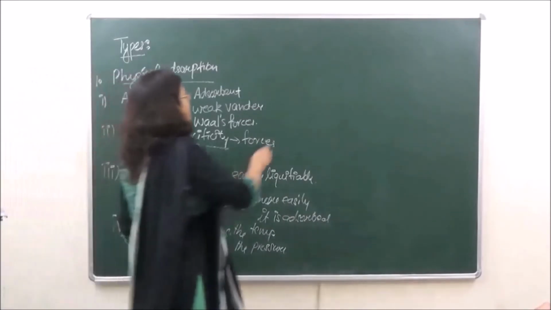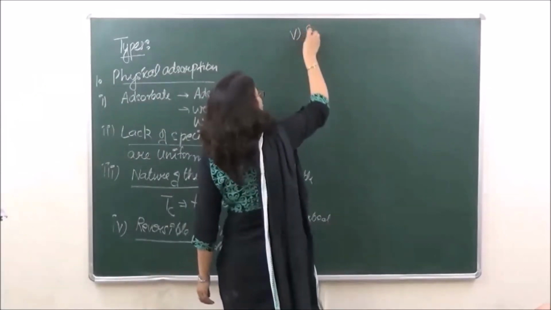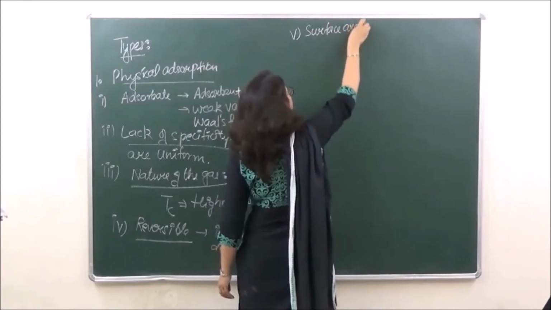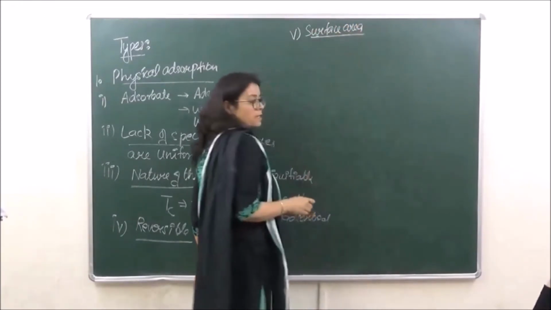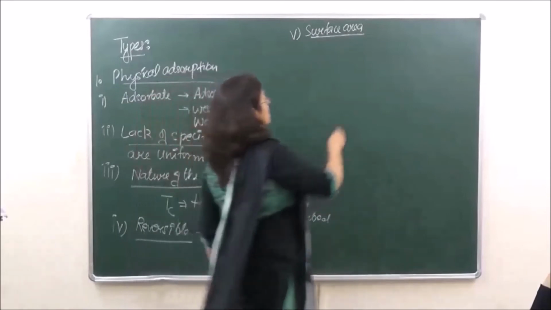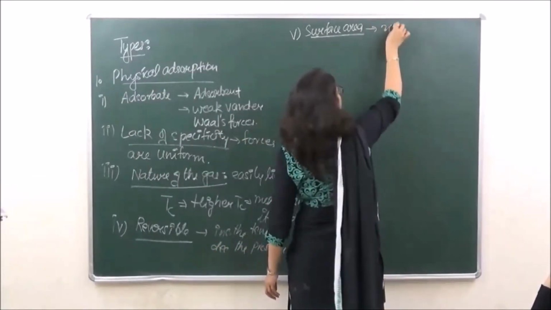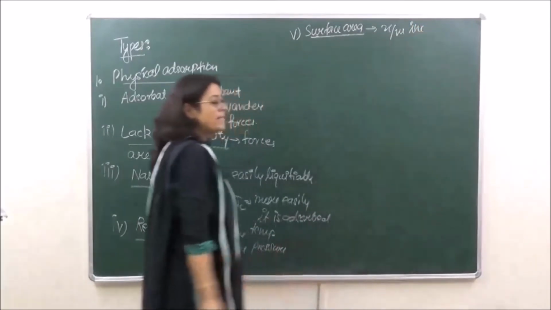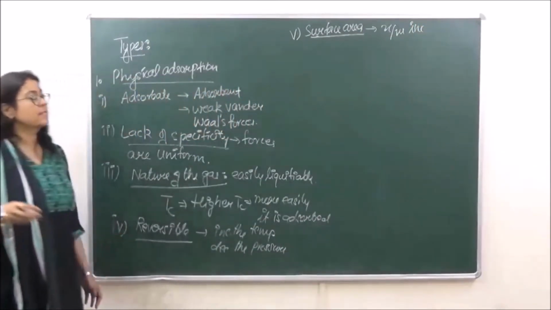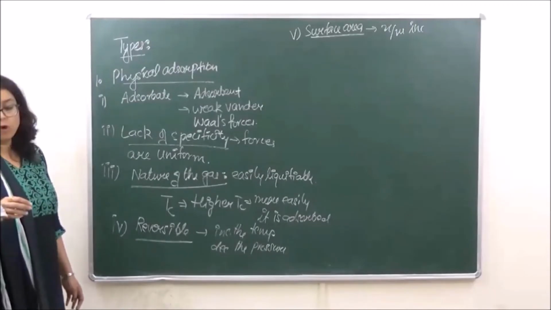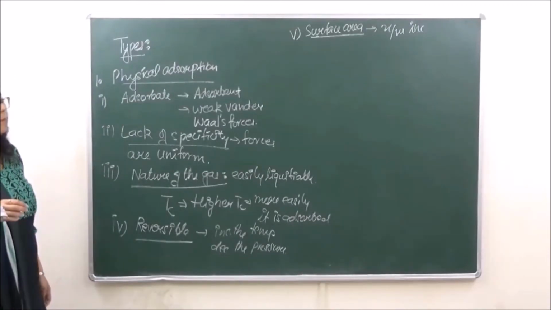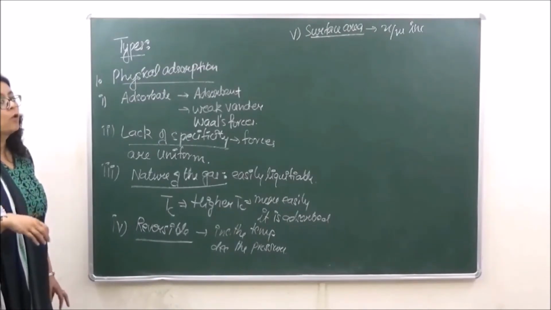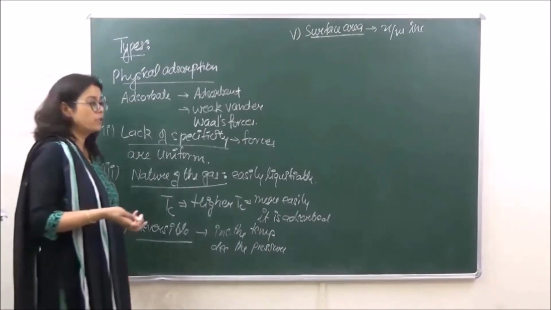Then number 5, the extent of adsorption over here increases with surface area. As we increase the surface area, the extent of adsorption increases. Why does this happen? Because it's a surface phenomenon, so the more the surface area of the adsorbent, the more are the forces of attraction, or the more is the area which is prone to adsorption.